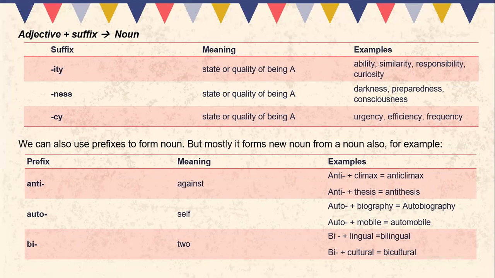Examples: urgency, efficiency, frequency. We can also use prefixes to form nouns, but mostly they form a new noun from a noun also. For example, prefix anti, meaning against. Example, anti plus climax, so anticlimax, and anti plus thesis, so antithesis, and the prefix auto, meaning self. Examples: auto plus biography, so autobiography, and auto plus mobile, so automobile. Prefix bi, meaning two. Example, bi plus lingual, so bilingual, and bi plus cultural, so bicultural. Okay, the next slide will be explained by Zata.